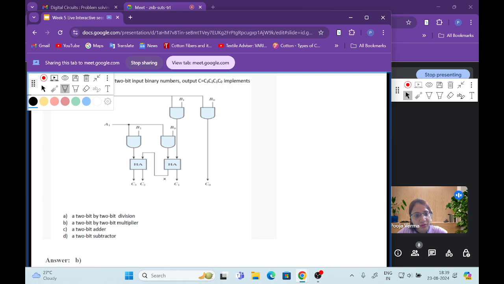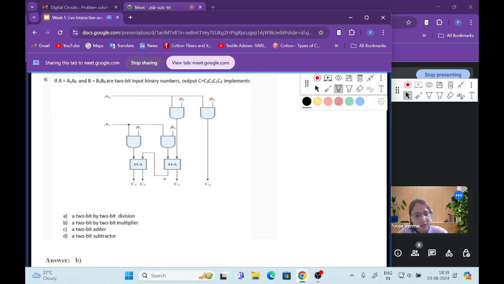Okay, so moving to the next question. The next question is: if A = A1 A0 and B = B1 B0 are 2-bit input binary numbers, output C = C3 C2 C1 C0 implements what? What is this circuit implementing? From here we can see that A = A1 A0 and B = B1 B0, given with different inputs.